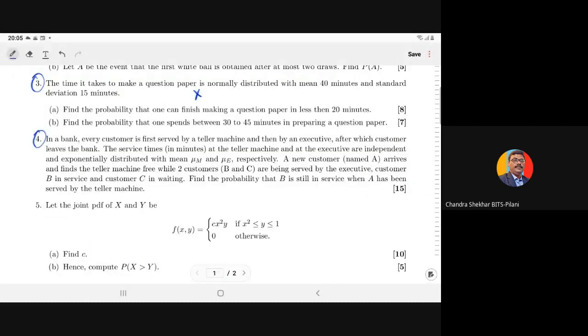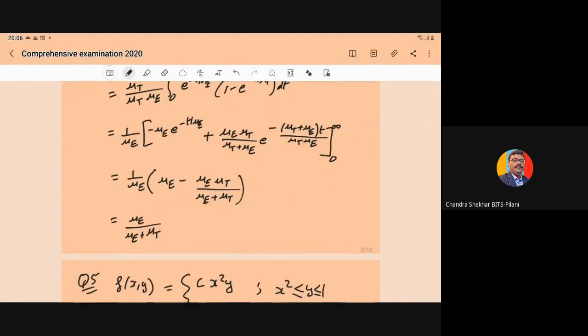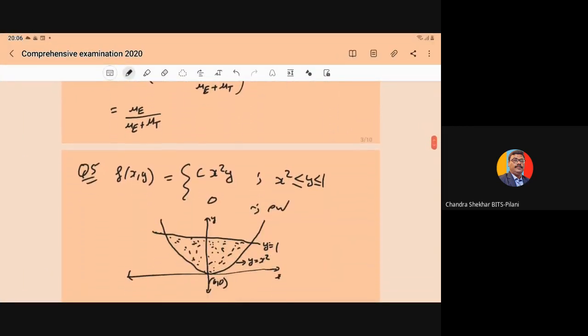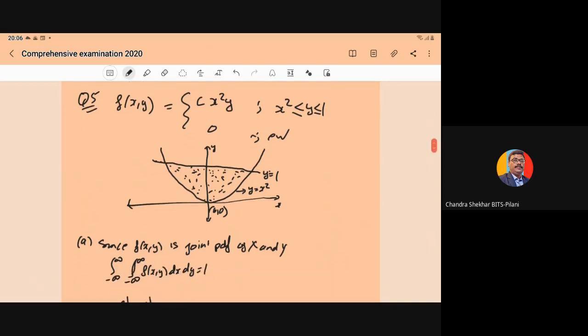Now let us move to question number 4. Let the joint PDF of x and y be f of xy = c x square y for y belonging to the interval x square and 1, otherwise it is 0. Find the constant c. Hence compute the probability of x greater than y. So again, this question belongs to the joint PDF. It is given to you the joint PDF f of xy is equal to c into x square y for the interval x square less than or equal to y less than or equal to 1, and 0 elsewhere.